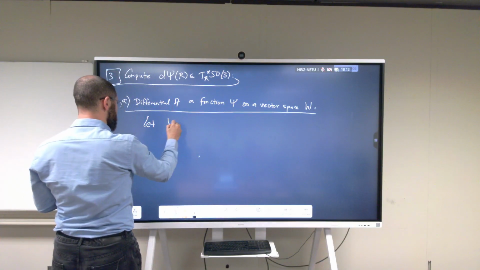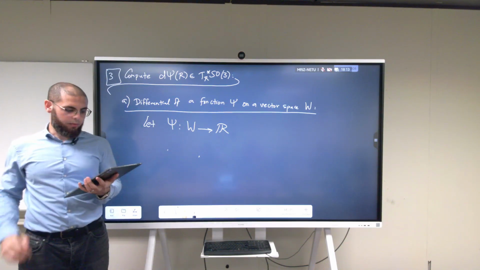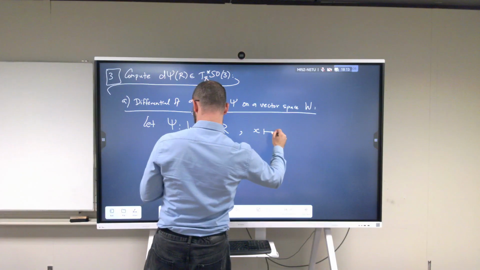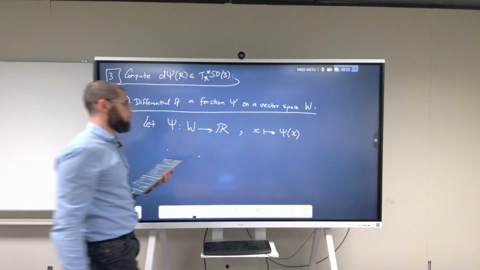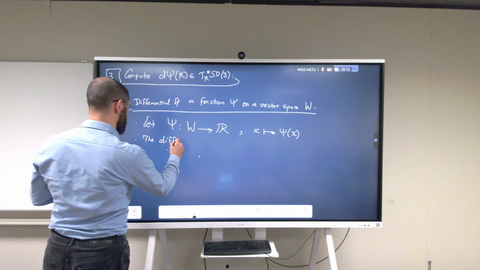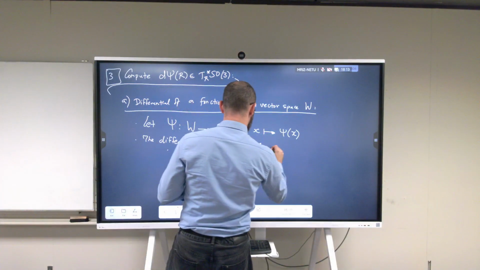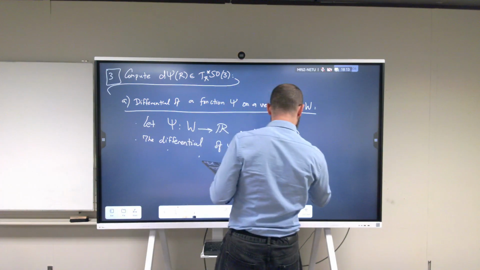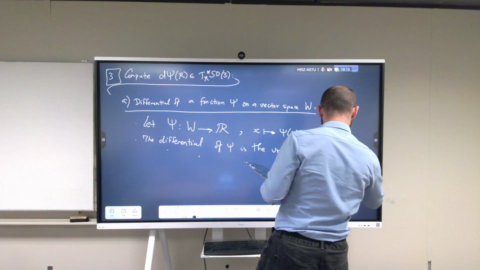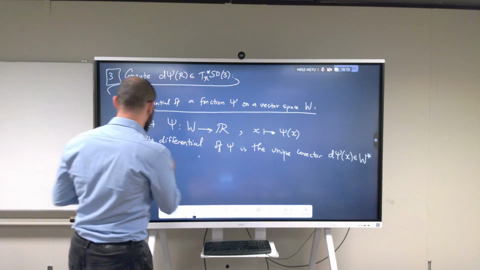Let psi be some function that eats a point in a vector space and gives you a real number. So it will eat an x and give you a psi of x. The differential of psi is the unique covector, denoted by d psi of x, and it lives in this space, in W star, that satisfies the following expression.